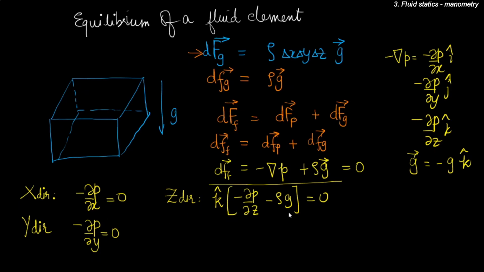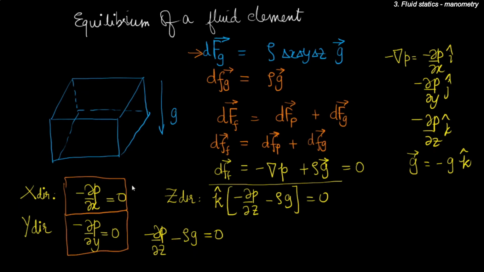So if you equate this to 0, it means the component of the k vector must be 0, and that means minus del p del z minus rho g is equal to 0. What is our understanding from the fact that minus del p del x is equal to 0 and minus del p del y is equal to 0? Both of these imply that p cannot be a function of x and y, but p must be a function of z.